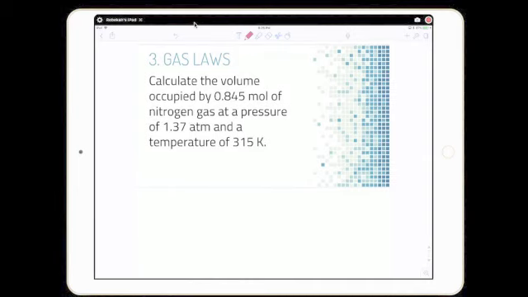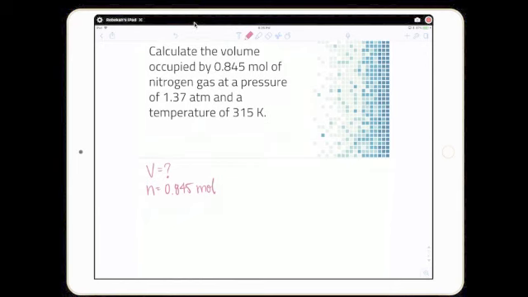Okay, so let's look and see what we got. They want to know, calculate the volume. So volume is equal to what? They don't tell us what they want the volume in, so just put a question mark. They do give us moles. Mole is n, 0.845 mole. Pressure, they give us a pressure, 1.37 atm. And they give us a temperature, 315 Kelvin.